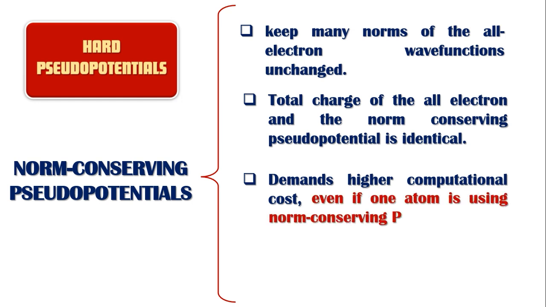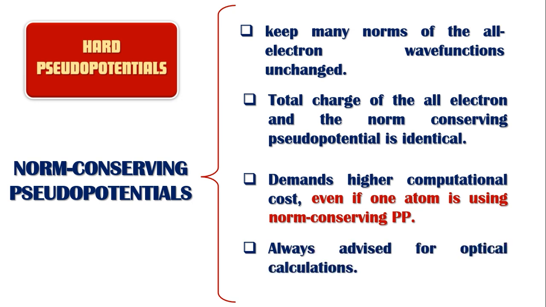Even if just one atom in your calculation is hard, a high cutoff is required. This translates into large CPU and RAM requirements. That's why ultrasoft and PAW pseudopotentials are much more popular. Though, while doing optical calculations, it is always advised to use the norm conserving pseudopotentials.